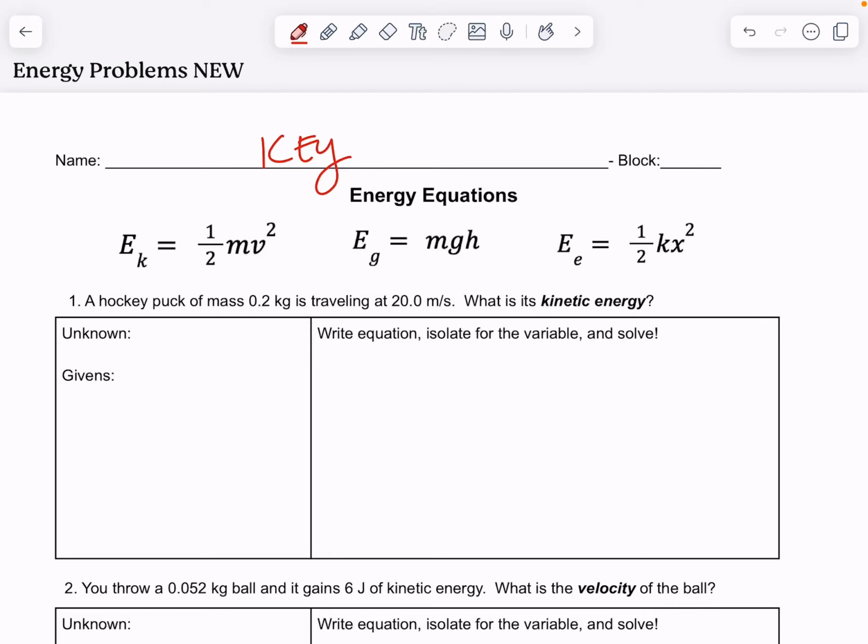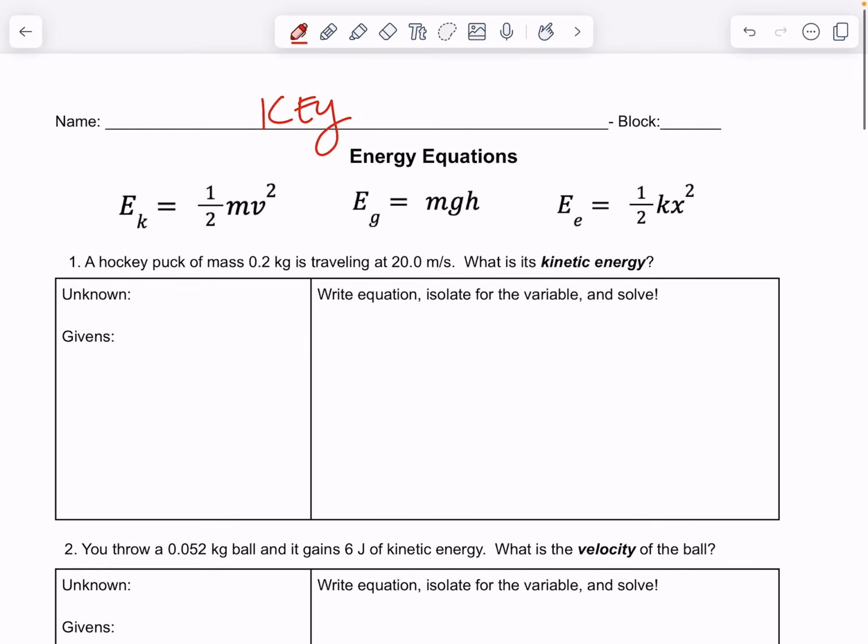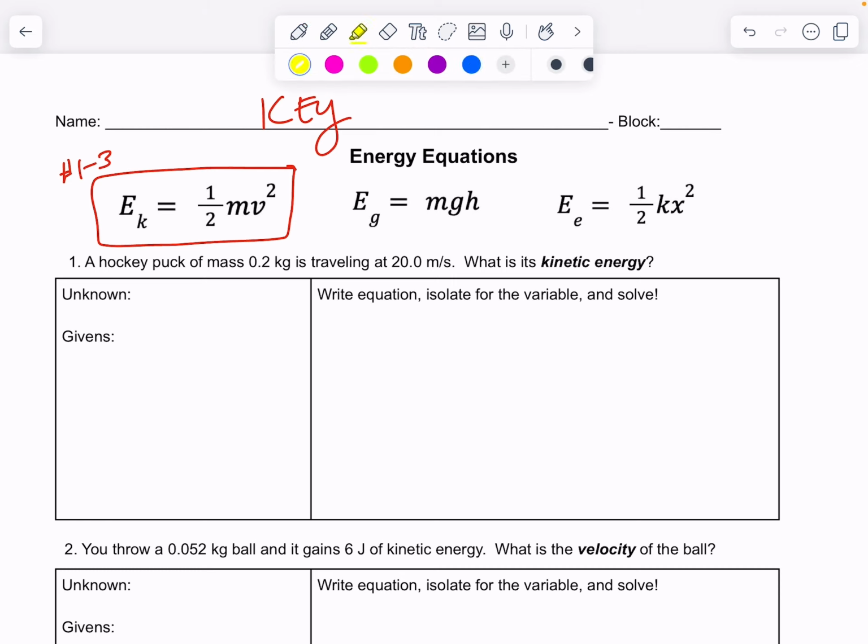All right, so here's a key for solving these energy problems. You're going to have three equations to pick from. The first page, number 1 through 3, we're going to be using the kinetic energy equation. Kinetic energy is 1/2 the mass times the velocity squared. So that's the base equation that you're going to use.